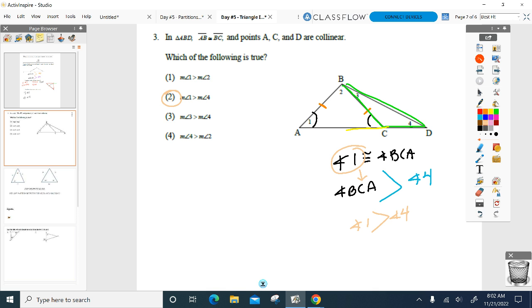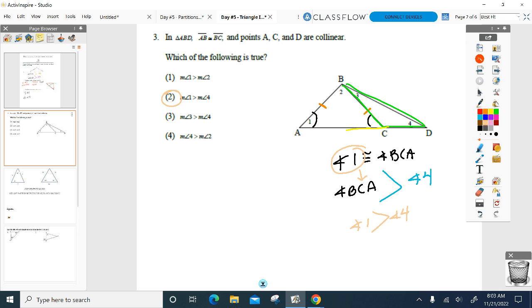Do we see how we got there? You had to know that in a triangle, congruent angles are across from congruent sides. BCA is an exterior angle, so it's bigger than 4 and 3, but I didn't need 3. It's bigger than 4. Substitute it in. 1 and 4 are bigger.